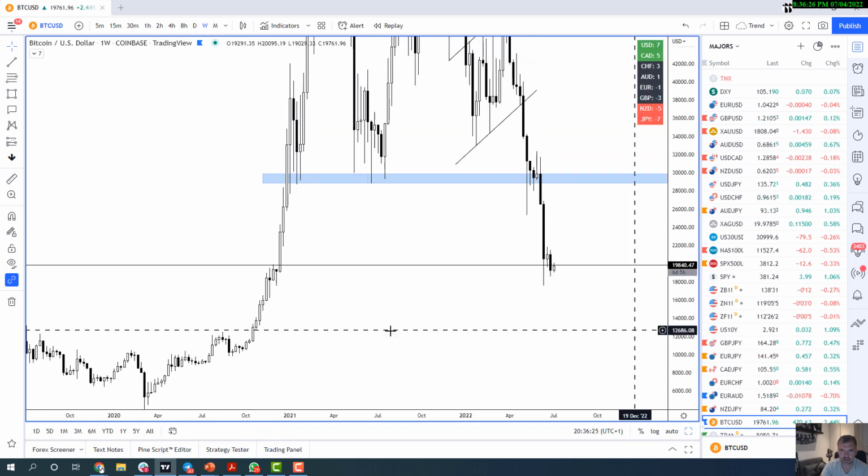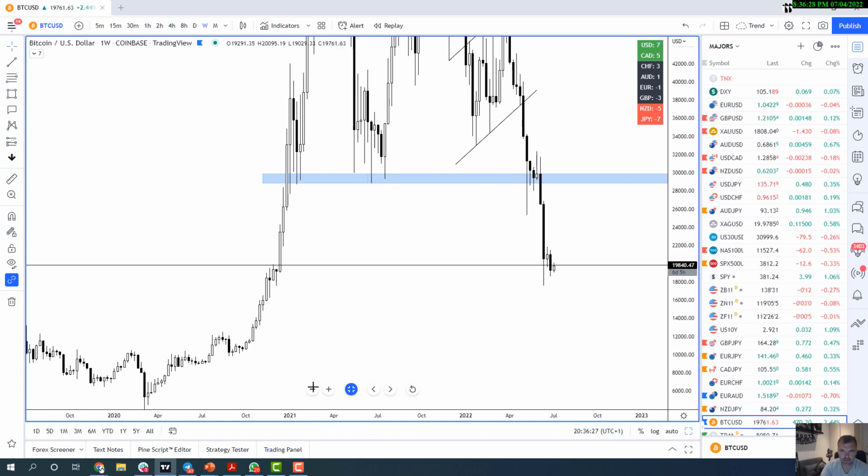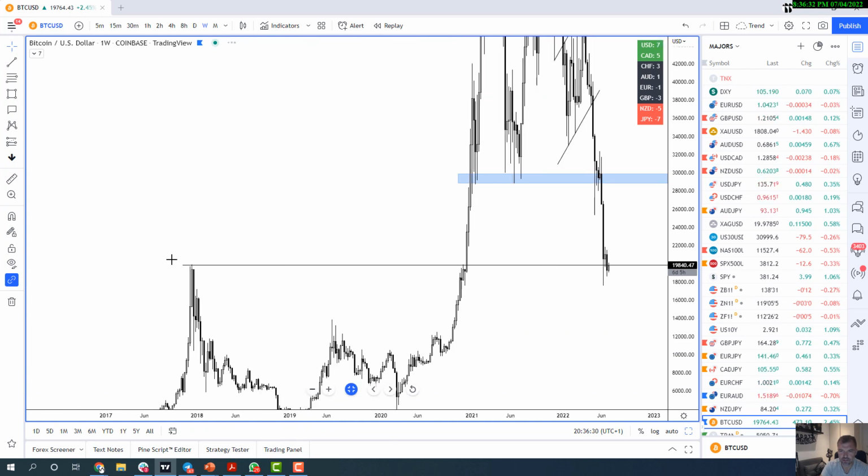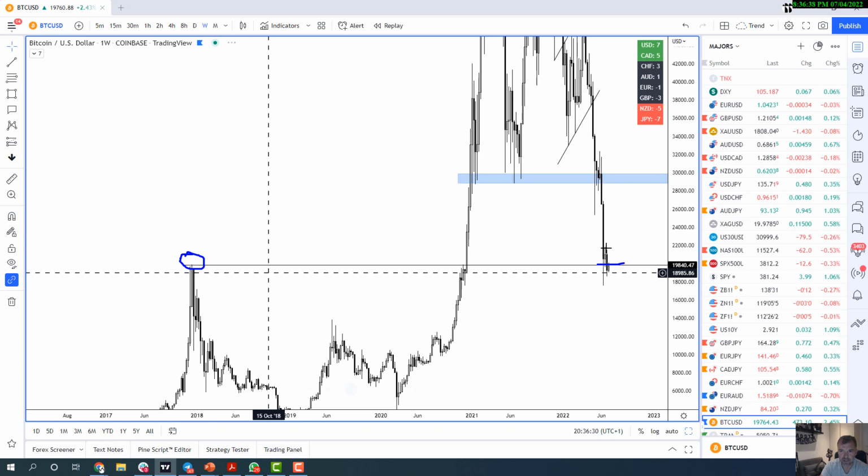So as we can see, price is hovering around the 2017 highs, and I'll just zoom out so you can see. So here we are. This was the 2017 highs. The market's come back into that area. Last week was a clinical close below that area.